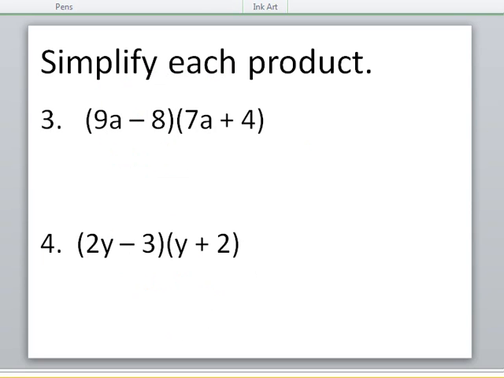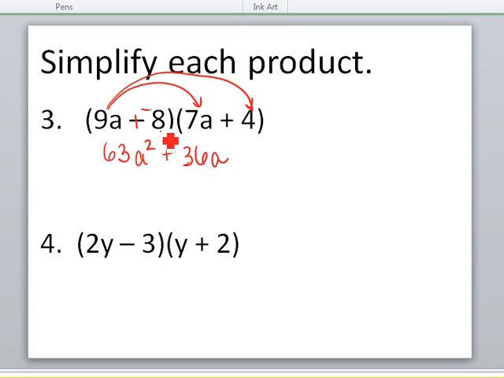In my next examples, we have a couple more binomial times binomial. So I'll go a little faster through those. Plus the opposite, first times first, or take the 9a and distribute it to the 7a. That gives me 63a squared. Then take your 9a to the second term, or the outer terms. 9 times 4 is 36, and then we have the a.